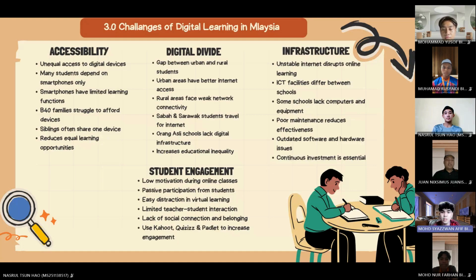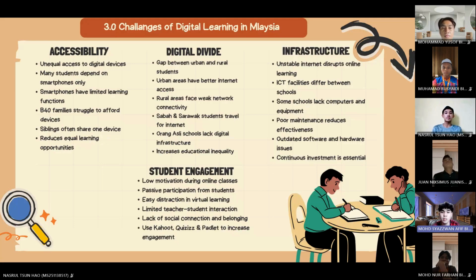Okay, now I will explain the challenges of digital learning in Malaysia. There are four main challenges, which are accessibility, digital divide, infrastructure, and student engagement. First, accessibility. One of the biggest challenges is that not every student has equal access to digital devices.